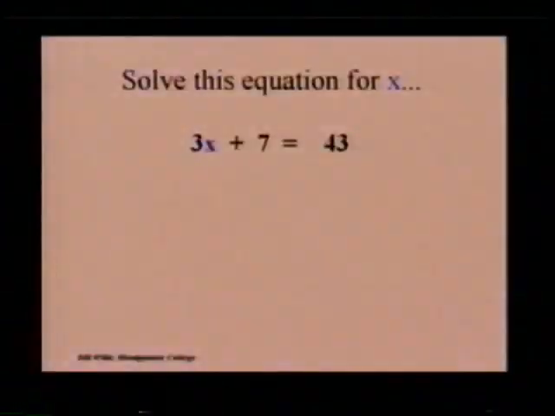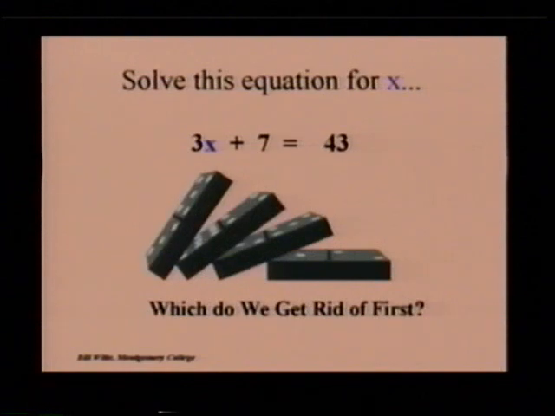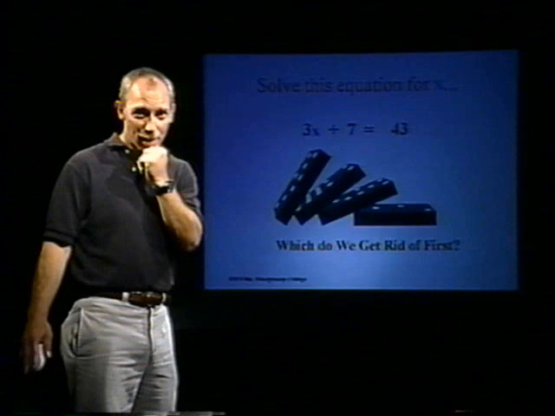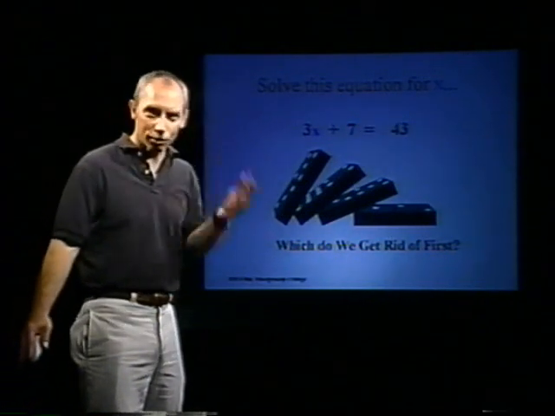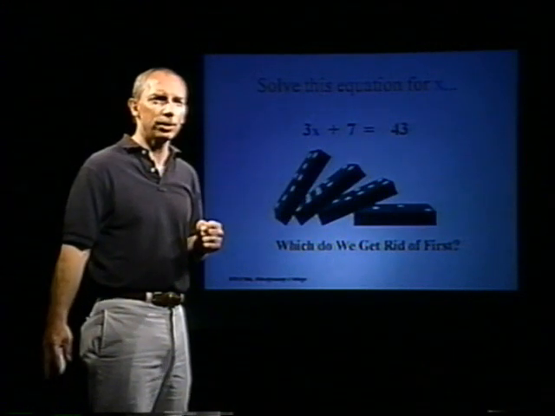Oh, now here's where we got a problem. Okay? Who's keeping x from being by itself? 2 things. The 3 and the 7. Which do I get rid of first? Order matters. Remember. Oh, we're talking about the order of operations again? Of course. Okay? Well, let's see.